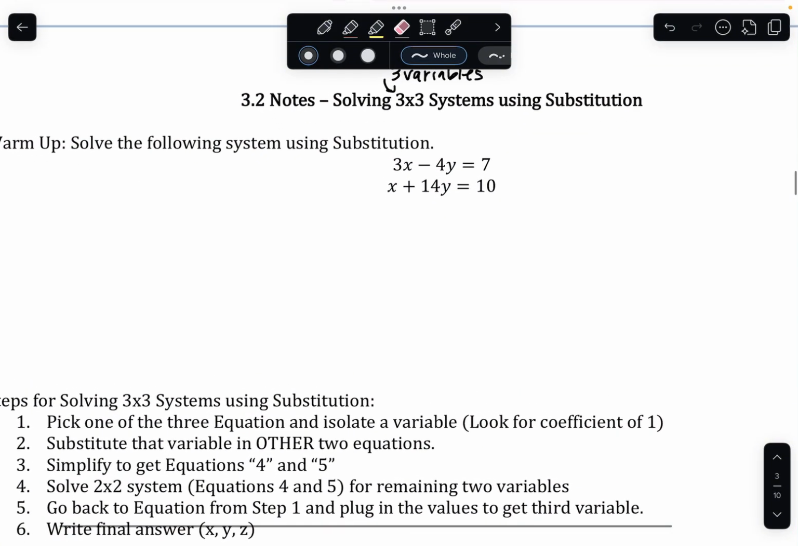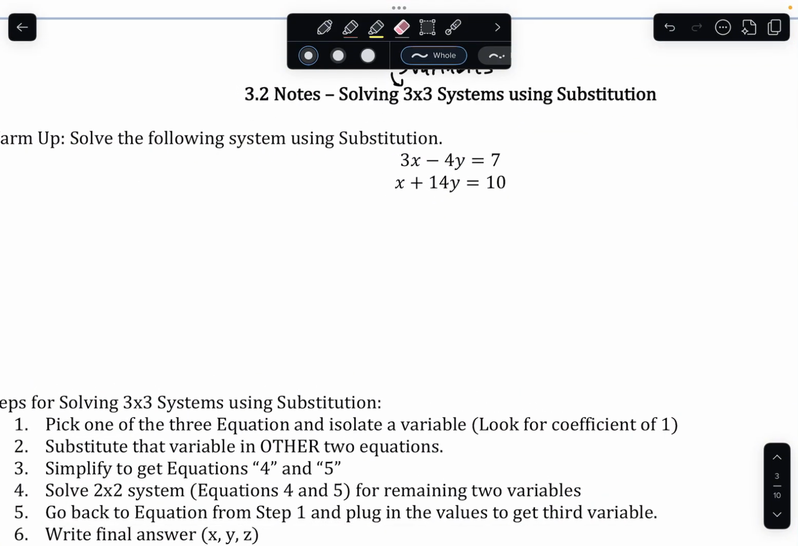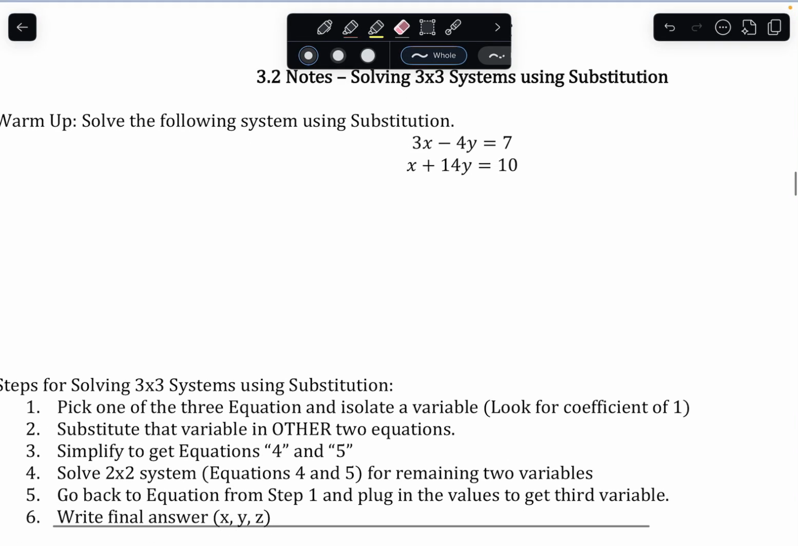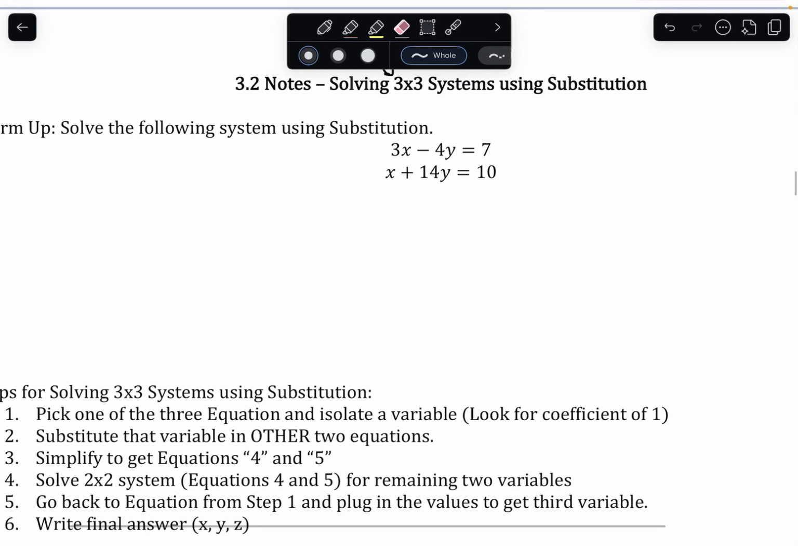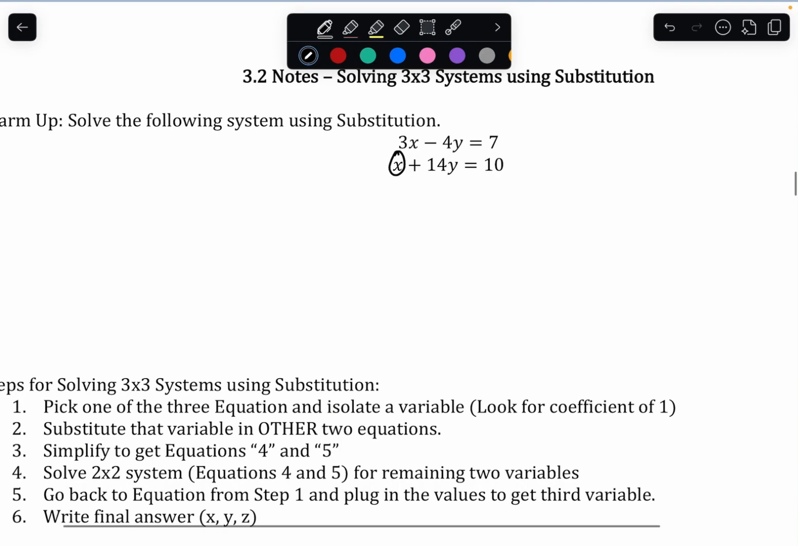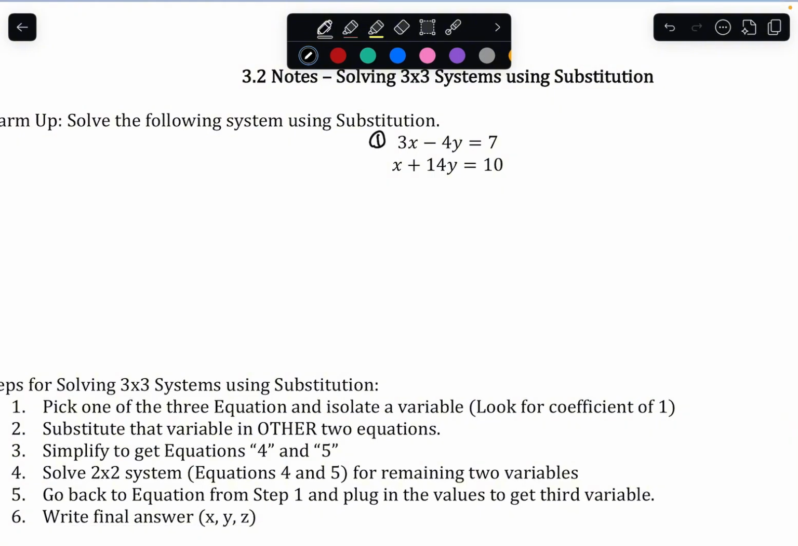So we're going to review the substitution method on a 2x2 system because that will translate to what we are doing with the 3x3 systems. For the substitution method, you need a variable already solved for. When you're solving for a variable, look for a variable that doesn't have a coefficient other than 1. That's going to be the easiest one to solve for. Here's equation 1 and equation 2. I'm going to use equation 2 to solve for x.